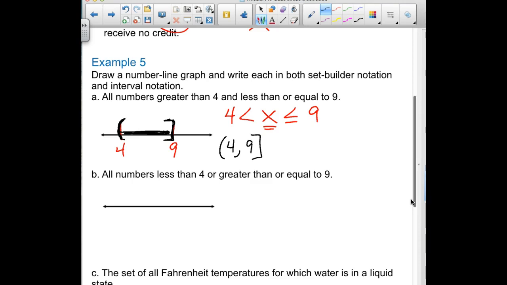Now, set builder notation. That was the one that I said earlier was probably new to you. We would say we want the set of numbers x such that, and then we bring that statement down. 4 is less than x, and x is less than or equal to 9. Okay, so this is called set builder.